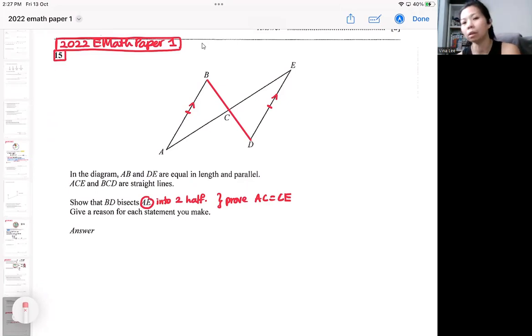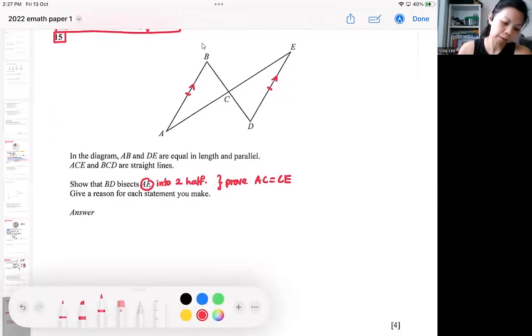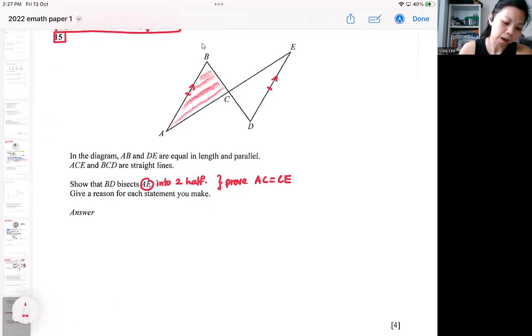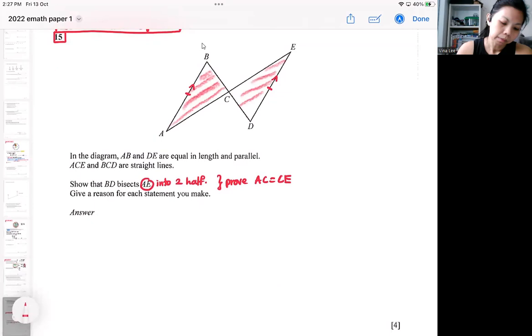So the only thing that leads you to prove same length will be congruency. So in this question, I'm going to approach the whole thing by congruency, because congruency will allow me to prove same length. So I will be trying to prove that these two triangles are congruent. If these two triangles are congruent, then the two sides here can be the same. So that is my plan.